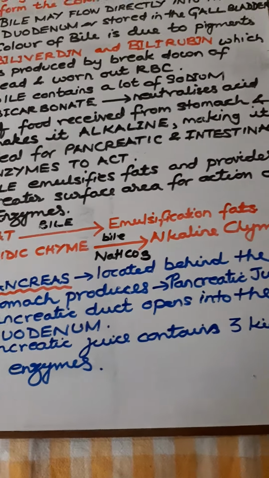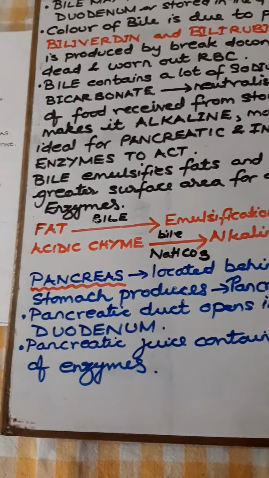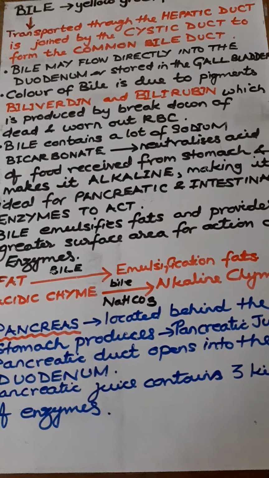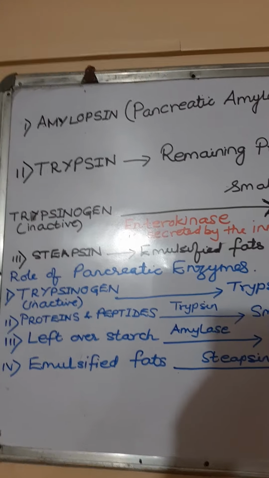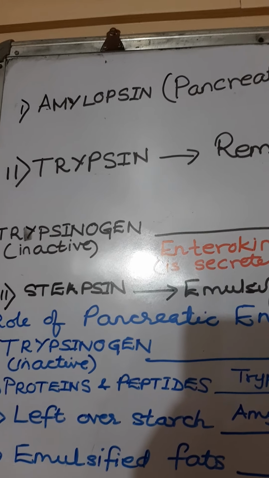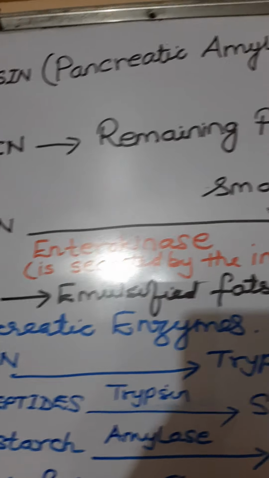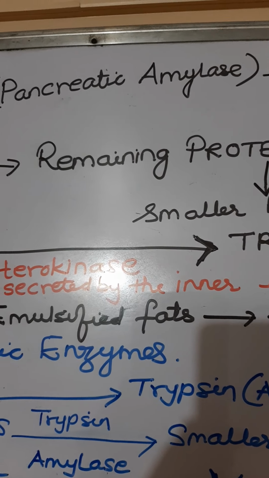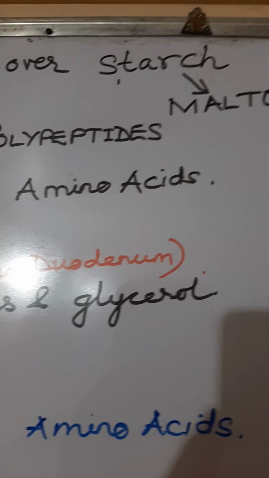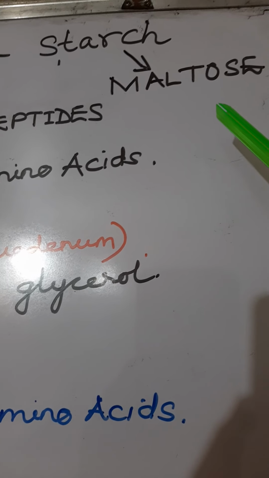Pancreatic juice contains 3 kinds of enzymes. Now, let us see the 3 kinds of enzymes. First one, amylopsin. It's also called the pancreatic amylase. It acts on leftover starch and converts it into maltose.